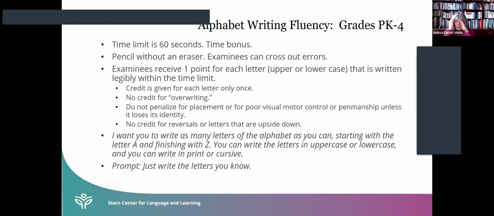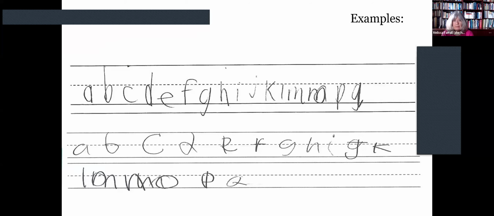So now we have an alphabet writing fluency. It's the only one that's out there, and I've kind of researched this, so it's a really good thing to have. Unfortunately, only grades PK through 4. And here's kind of just an example of what it looks like.